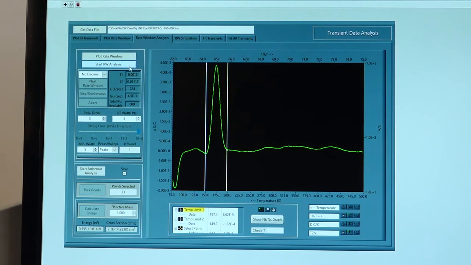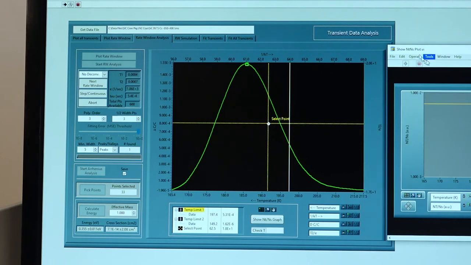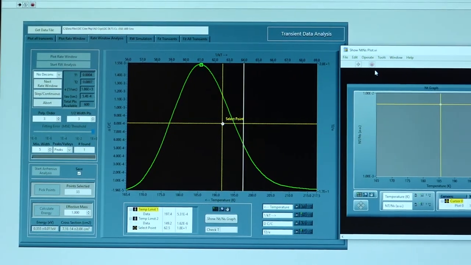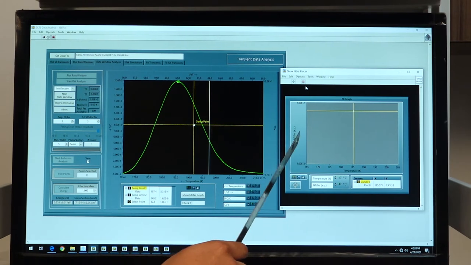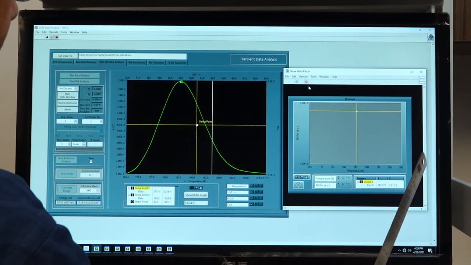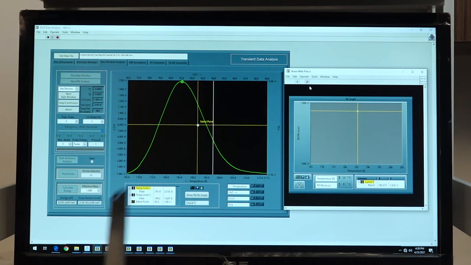So with this, we click on the start rate window analysis plot. We see there is a plot which has opened up towards the right hand side, which is showing the NT by NS plot, which is again trap concentration by the background carrier concentration. This plot versus temperature will be plotted as we detect these time constants during the rate window analysis.